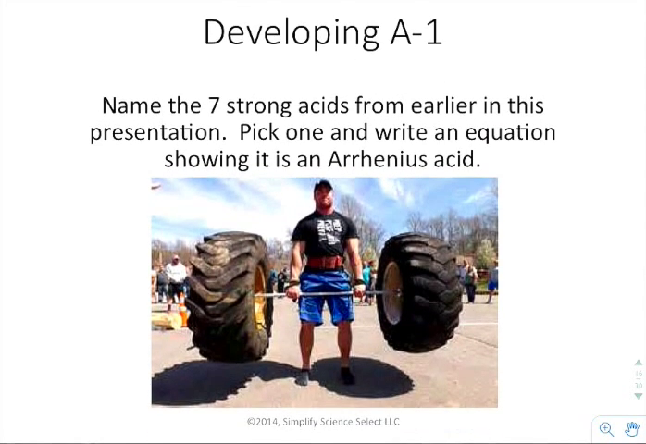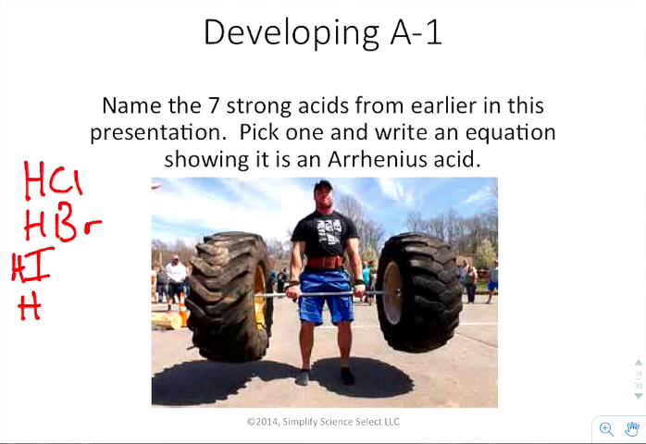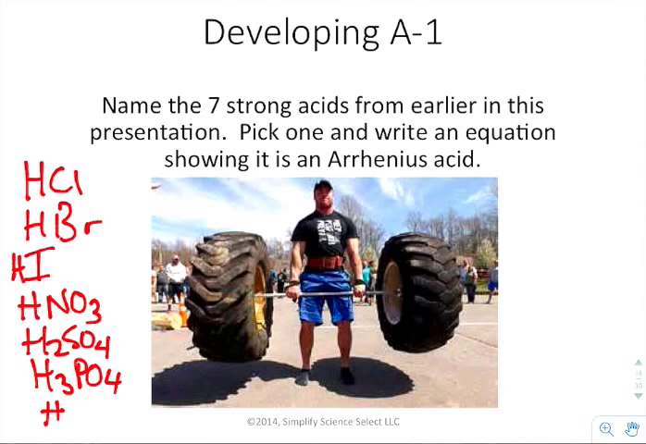Now, name the 7 strong acids from earlier in this presentation. So remember, we have the 3 halogens. We have HCl, HBr, and HI. And then we have the 8s. We have nitrate, sulfate, phosphate, and the last one is perchlorate. So with those 7 named, it now says pick one and write an equation showing that it's an Arrhenius acid.